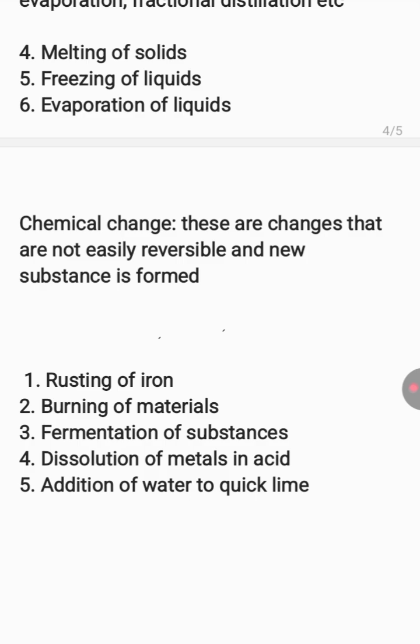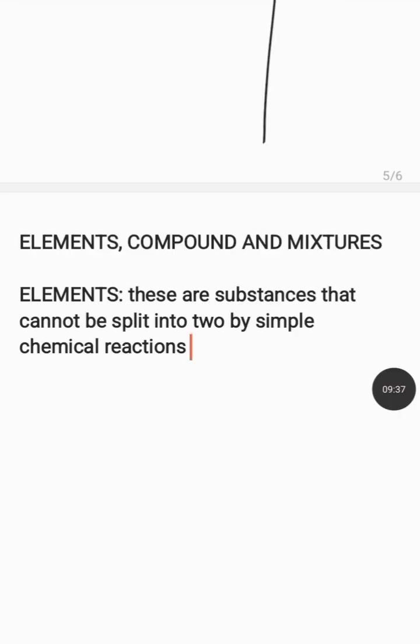Now we move on to elements, compounds, and mixtures. Elements. These are substances that cannot be split into simpler substances by simple chemical reactions. Elements are substances made of a single kind of atom that cannot be split by simple chemical reaction. Now let us look at the definitions for compounds and mixtures.